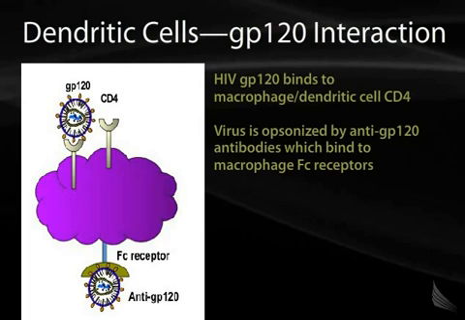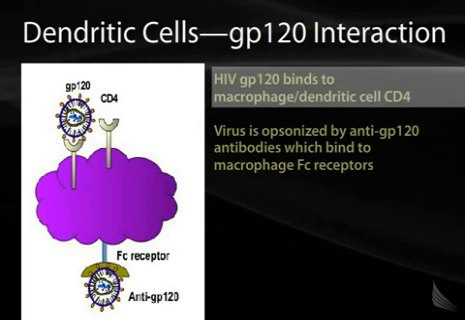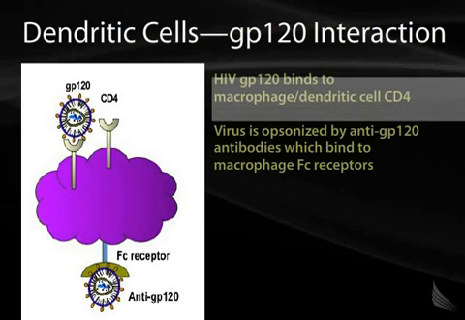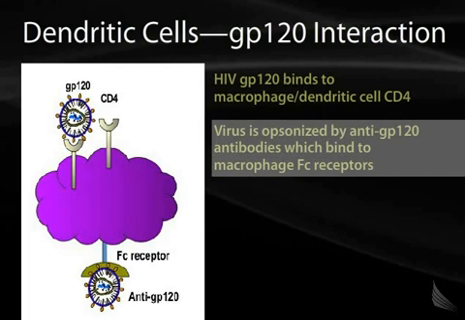Dendritic cells use GP120 interaction. HIV GP120 binds to macrophages or dendritic cells with CD4. The virus is opsonized by anti-GP120 antibodies, which bind to the macrophages and the Fc receptor.